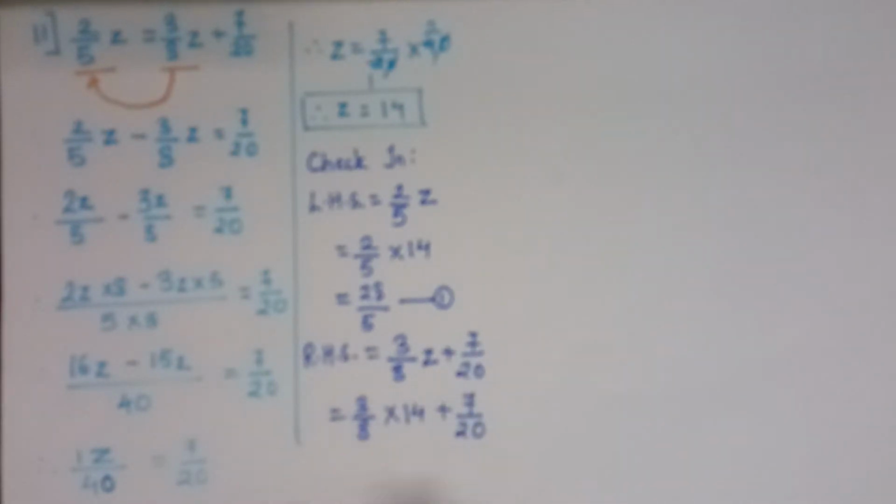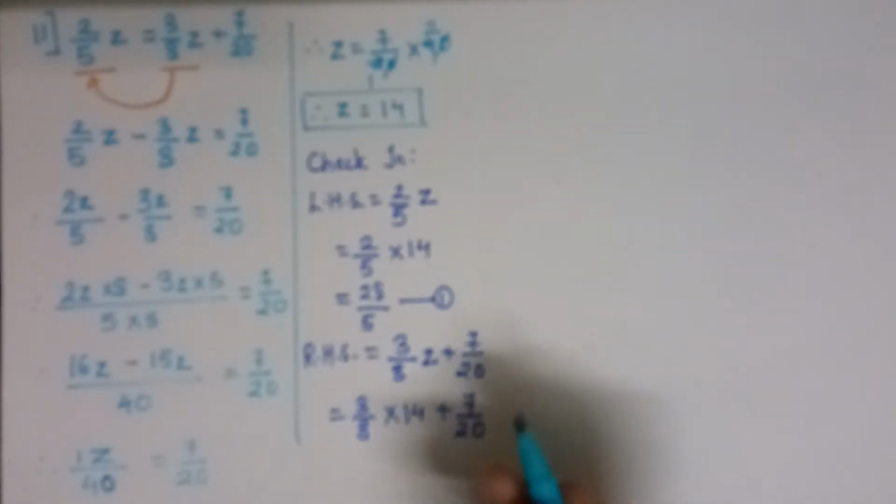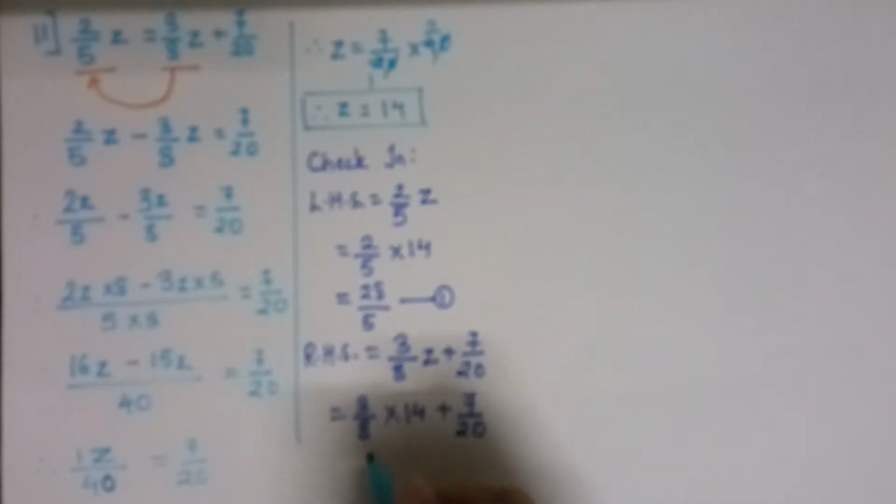Whenever we get fractions together like this, let us see if the numbers are divisible, like 8 and 14. 3 by 8 is in multiplication with 14. So 8 and 14, can we divide and make them a little smaller? Yes. How?